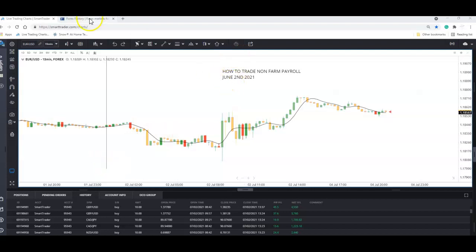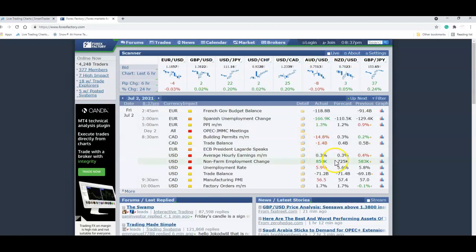Of course, first I look at the calendar, wait patiently for the numbers to come out. We had a conflicting report. We had unemployment rate at 5.9, so that was an increase in unemployment rate, and we had an increase in non-farm payroll. So that was mixed. If they were both negative or both positive, that would have been a lot easier to trade non-farm payroll. So that wasn't the case.